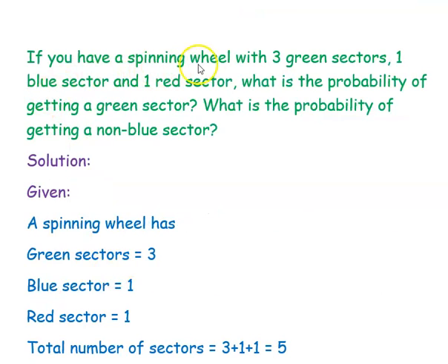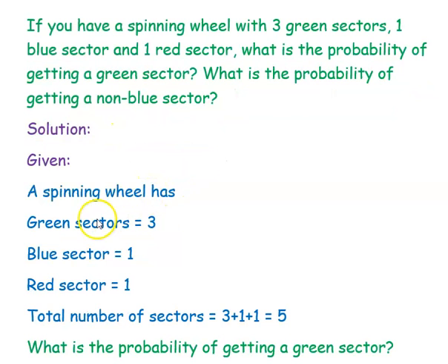Next question is, if you have a spinning wheel with 3 green sectors, 1 blue sector and 1 red sector, what is the probability of getting a green sector? What is the probability of getting a non-blue sector? So it's given a spinning wheel has 3 green sectors, 1 blue sector and 1 red sector. So the total number of sectors is 3 plus 1 plus 1, that is 5 sectors.